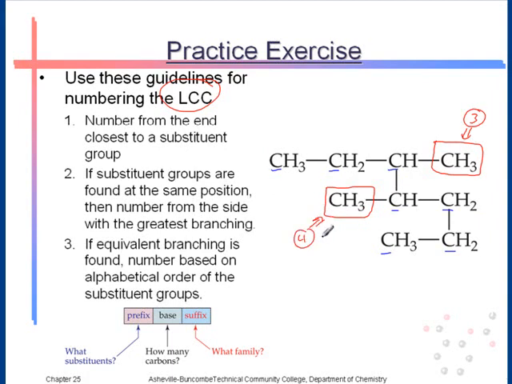Okay, well, what's the rule? You number from the end that's closest to the substituent group. Well, 3 is smaller than 4. This one here is closer to the end than this one. So I don't want to number from the bottom end here. I want to number from the top end: 1, 2, 3, 4, 5, 6, 7. Okay, so I've established my parent name. It's actually heptane in this one.